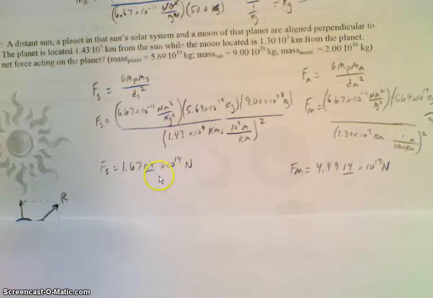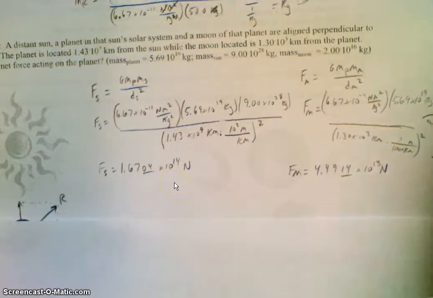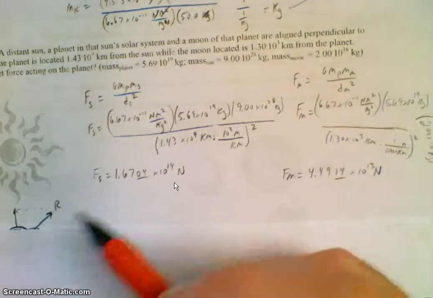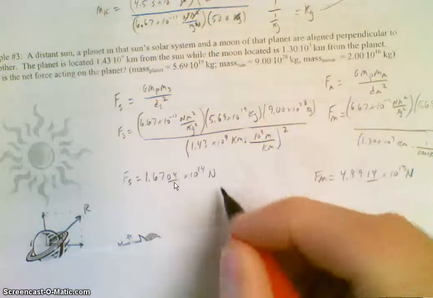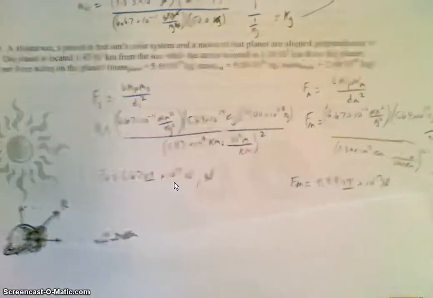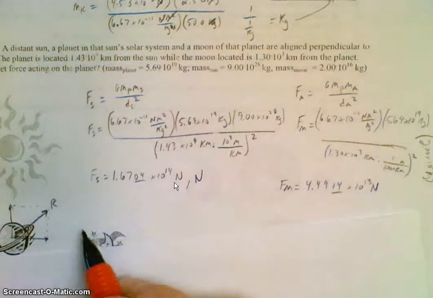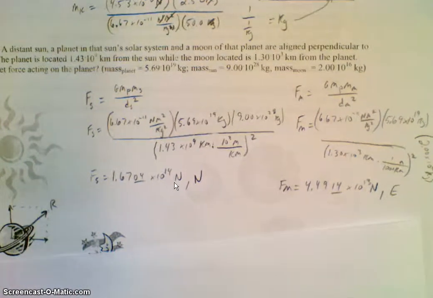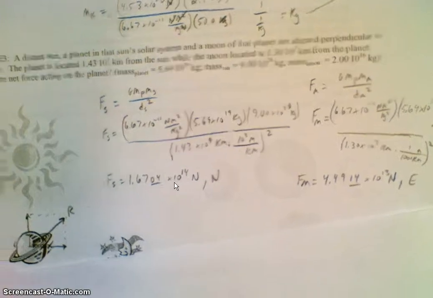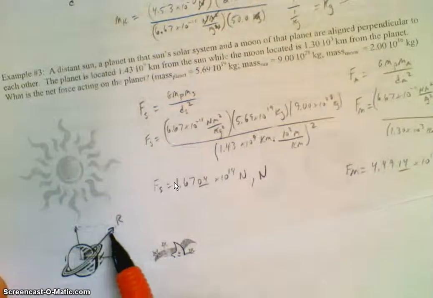So now I have two forces. I could put directions on these, which would be appropriate. Since the sun is pulling this direction on the planet, this would be a force that's north, and the moon is pulling this direction on the planet, so this direction would be east. So I have two forces now, and I want to find that resultant force.